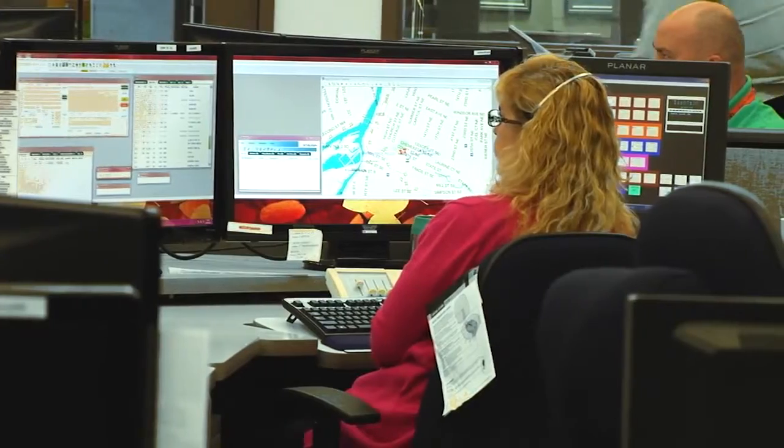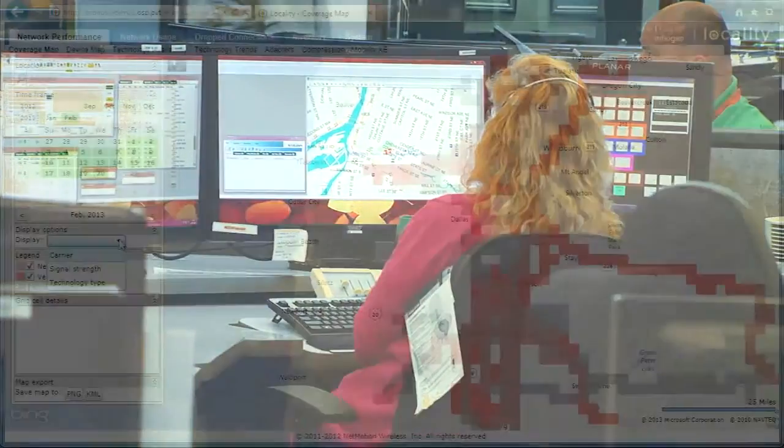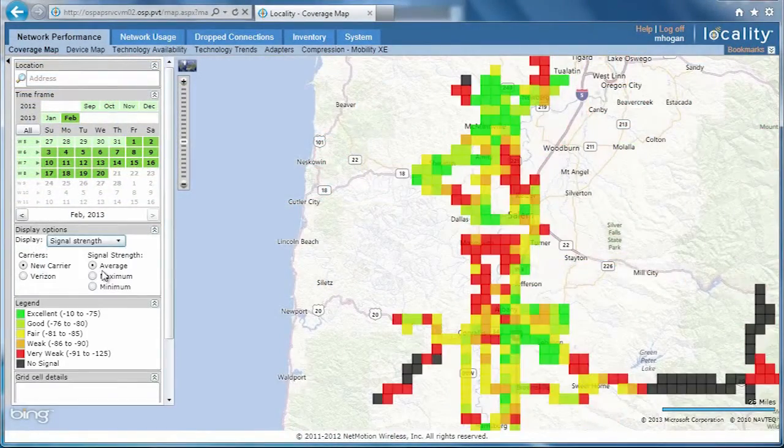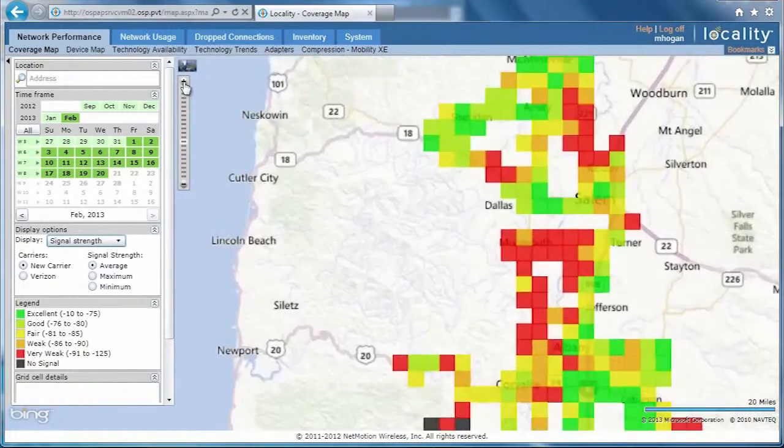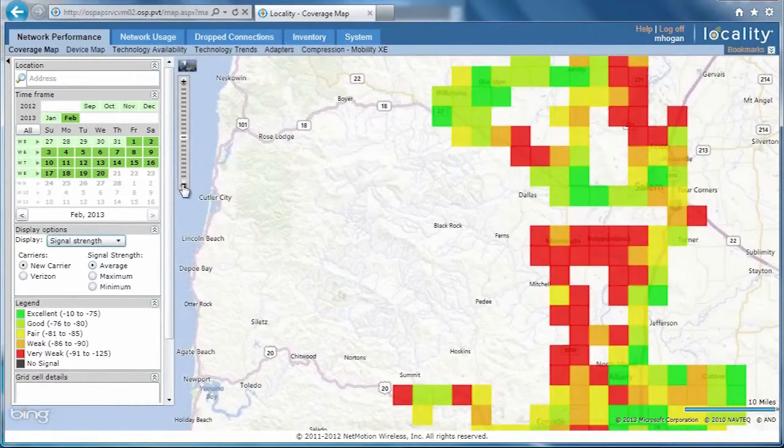We'd been a Mobility customer for several years. When we were told the Locality product was coming out, we were very early adopters. We saw it fitting into our portfolio of technology very early. We saw it fit into our solution space, and we knew we were going to be customers right away.